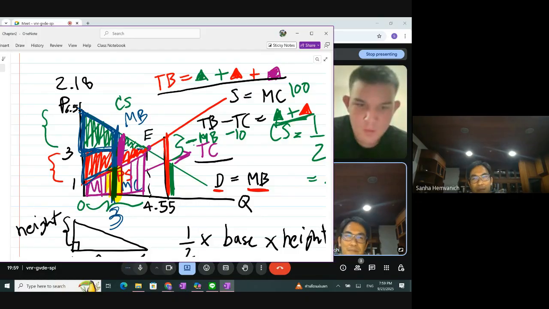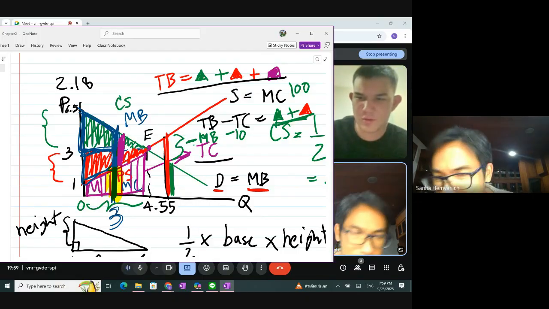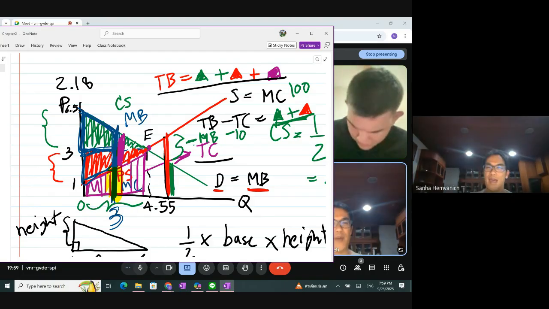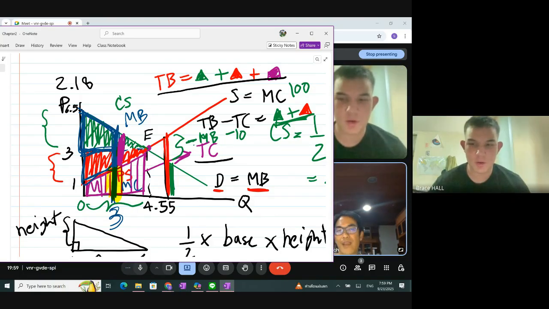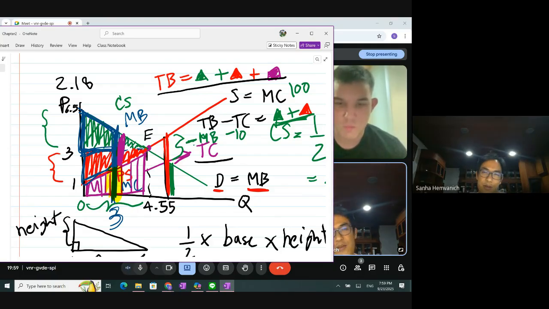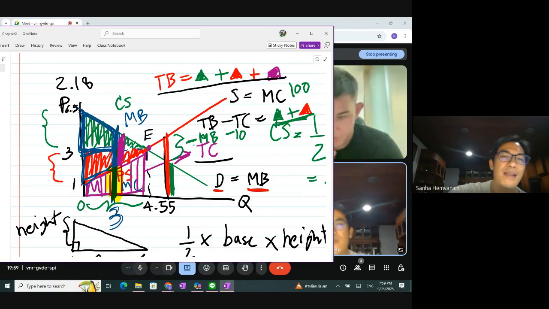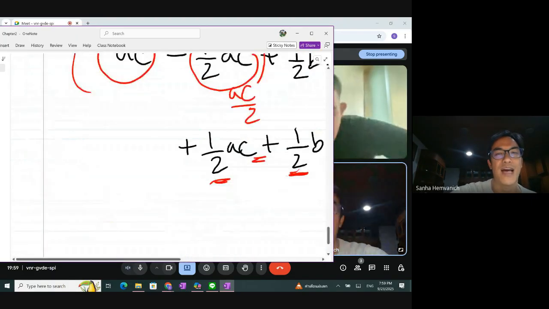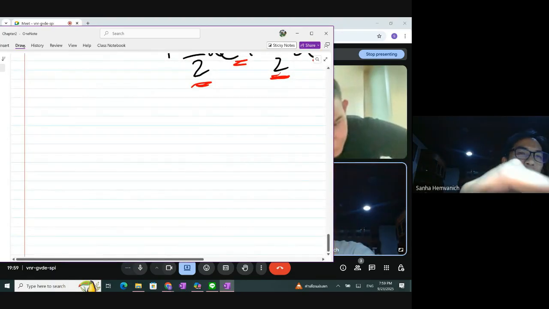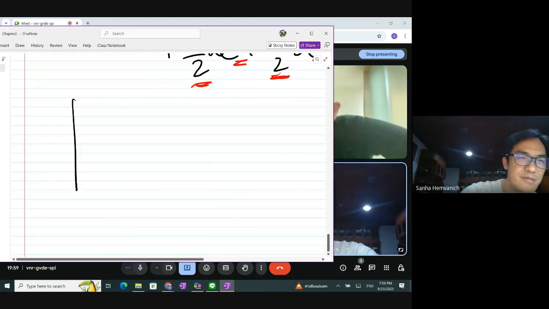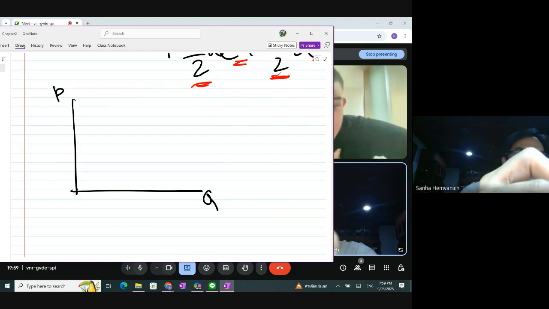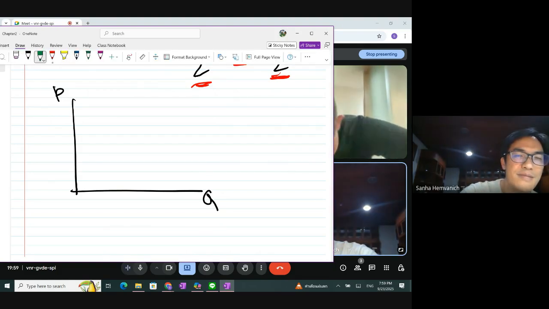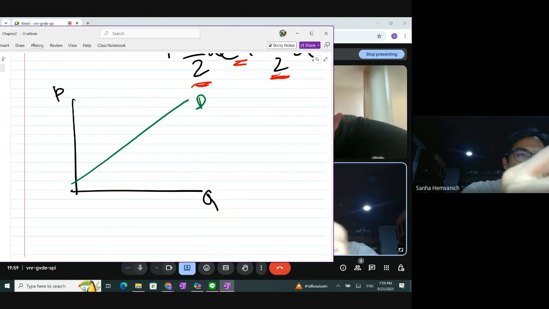So it represents willingness to pay of the people, right? As I explained last time in the clip, let me start from a fresh graph, right? P and Q, and then we have demand, and then we have supply.